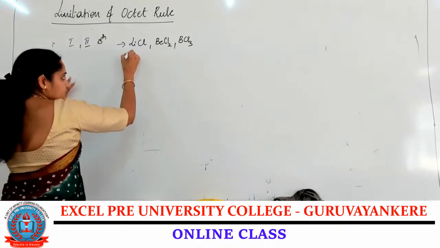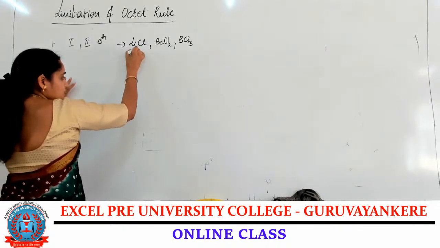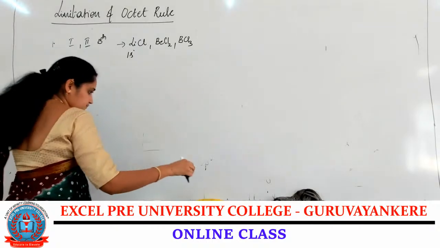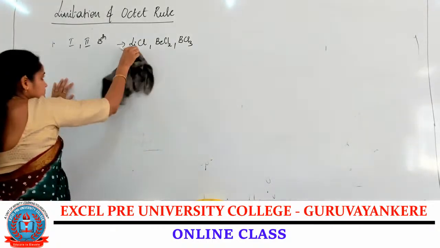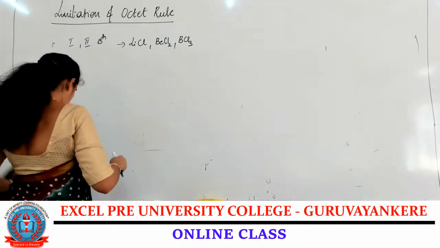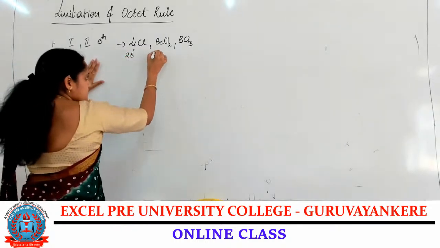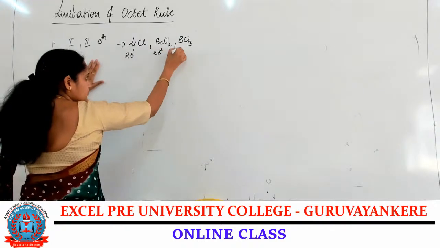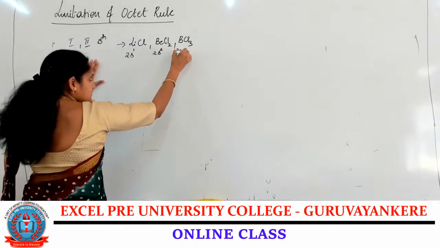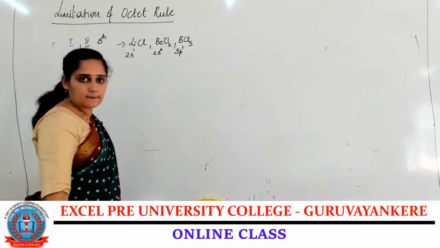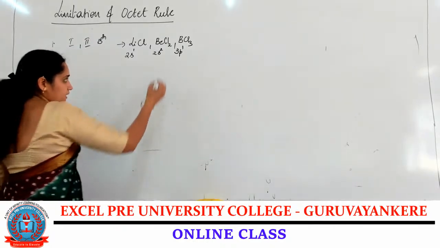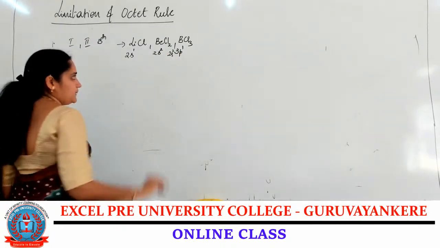Outermost electronic configuration, only I am writing the outermost electronic configuration: this one is 1s2, 2s1. This one is 2s2. This one is 3p1. Isn't it? I mean 2s2, 3p1.